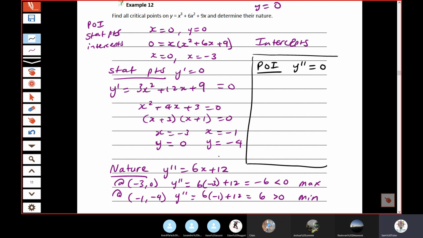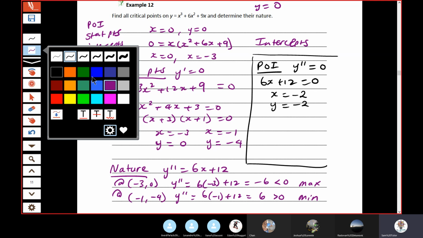Let's do it. So this bit here, 6x plus 12 equals 0. x equals -12 on 6, -2. Sub it back into the original, because that's where you get the y value from. So sub it back into the original. -8 plus 6, -2 squared plus 9, -2 is -2. So now we found our point of inflection. Here's a big but. That's right.